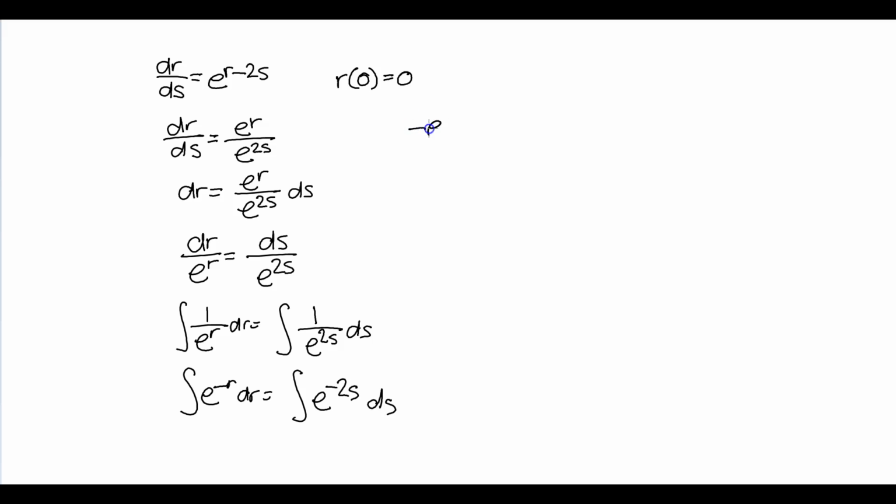So we have negative e to the negative r, and because of last time, we don't need to add a constant on this side. We literally only need a constant on one side, and that will be fine. So we integrate this, and you can mentally integrate it if you want: negative 1/2 e to the negative 2s plus c. And here is where our constant comes in.